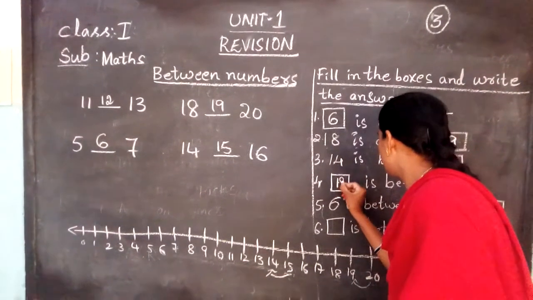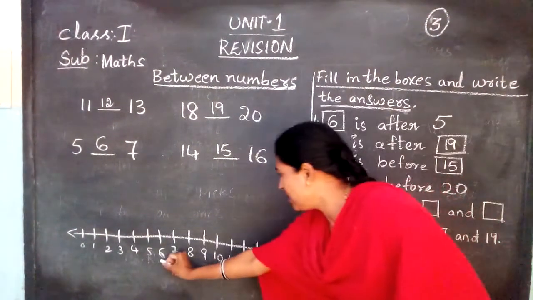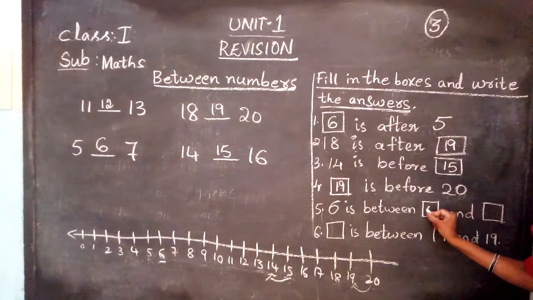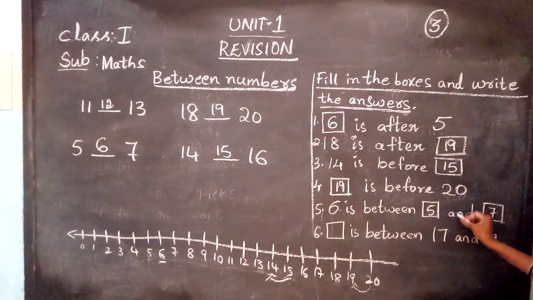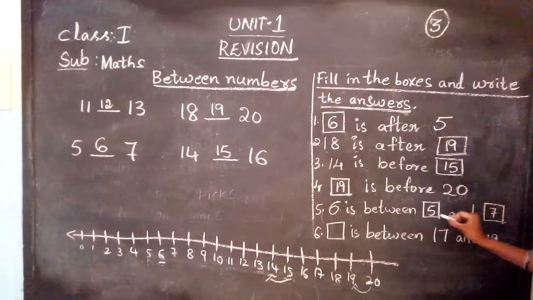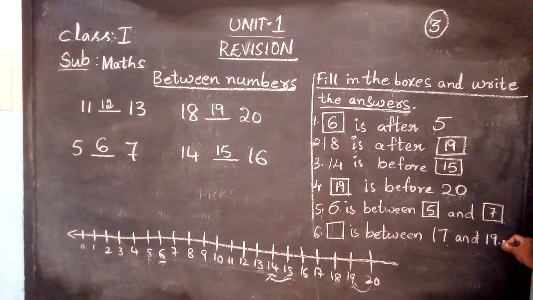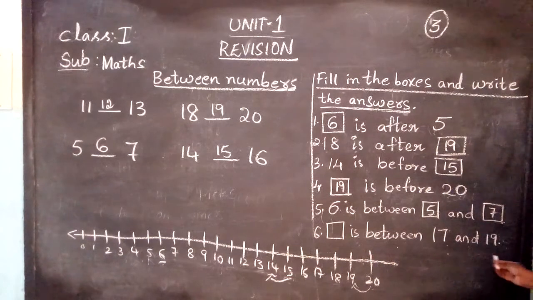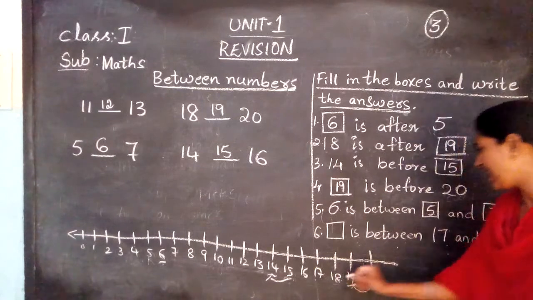Yes, 6 is between dash and dash. 6 is there in the number line. And dash, what will come? 5 and 7. Okay, 6 is between 5 and 7. Look at the number line. Between 5 and 7, what is there? 6. Next, dash is between 17 and 19. Look at the number line. Where is 17? 17 and 19, what is there between? 18.